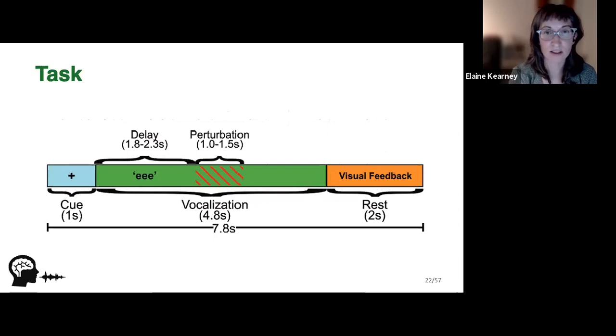The task was a sustained vowel production of the vowel E. On about 25% of trials, a perturbation was applied, and then at the end of each trial, the participants received visual feedback about how loud they were speaking. The idea here with the visual feedback was to keep them vocalizing at a relatively constant level or constant loudness throughout the experiment. And this is particularly important when you have a condition where you're playing loud noise, because people will automatically adjust to try and speak louder than the noise that you're playing in the headphones.